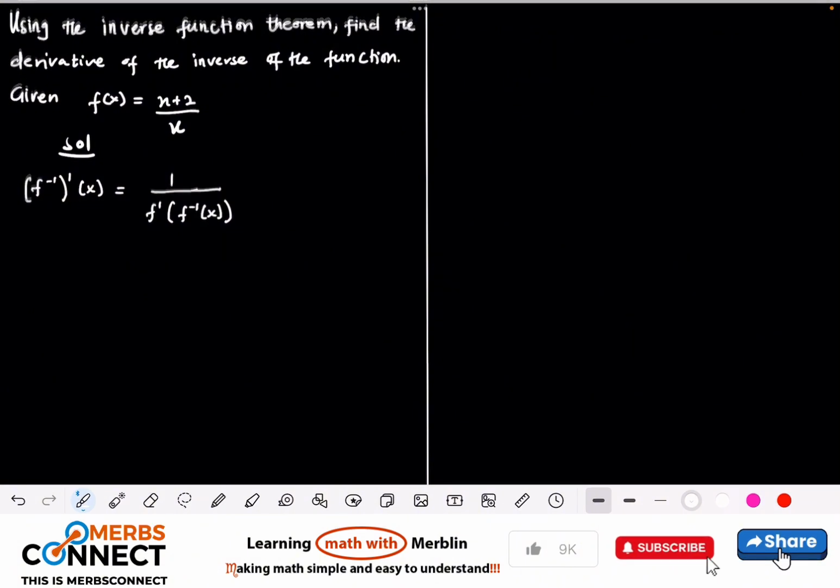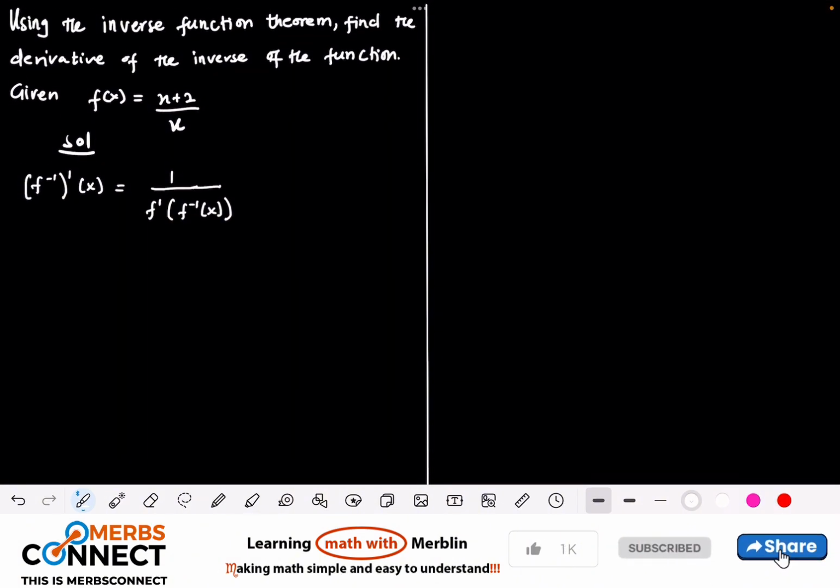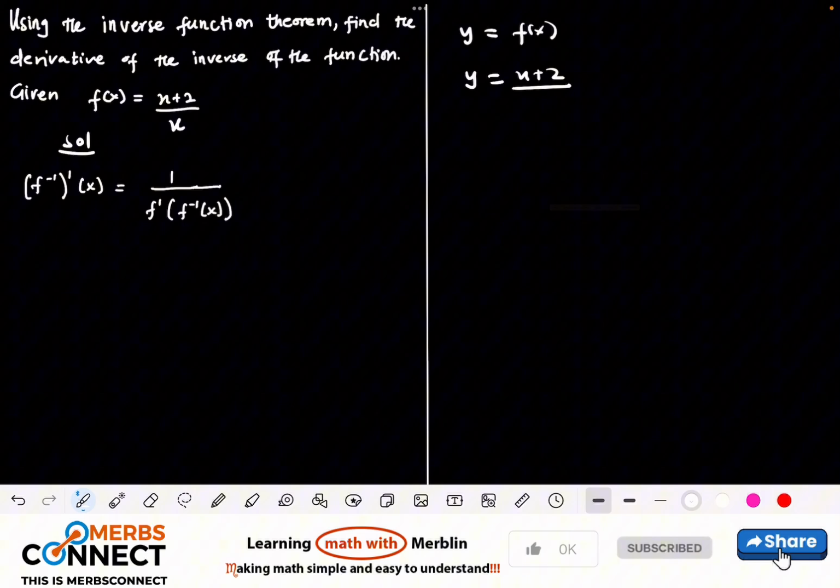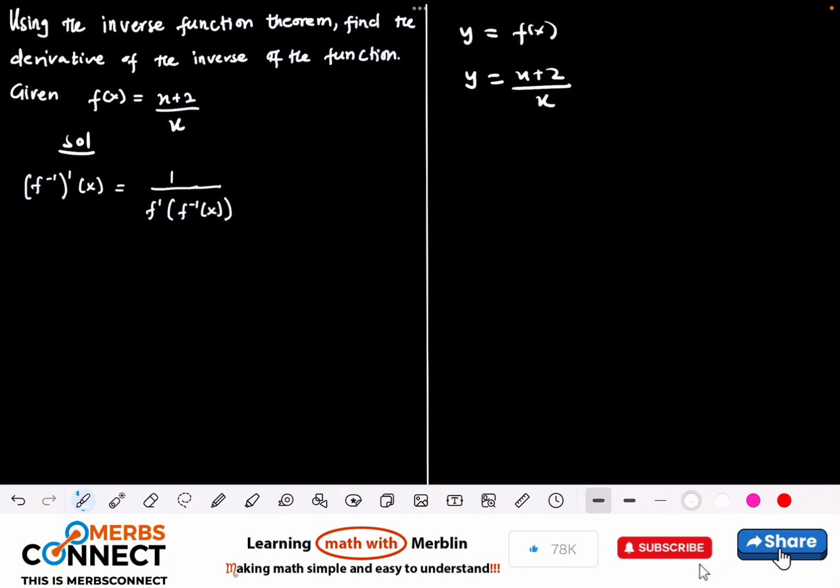That's the next thing. So for us to find the inverse, we let y be equal to f of x, which is going to give us y is equal to (x plus 2) divided by x, right? Then we interchange x and y, so x is equal to (y plus 2) divided by y. Then we make y the subject. So we know how to do inverse already, so I'll go quick.